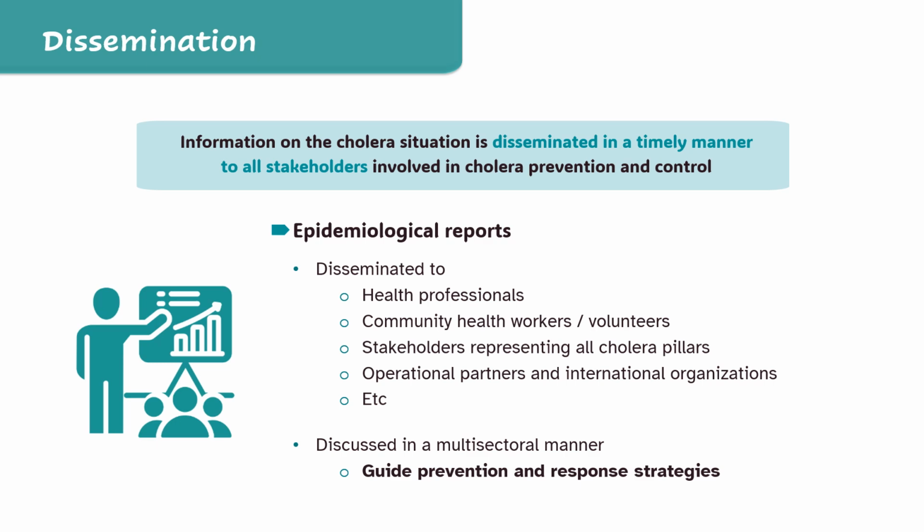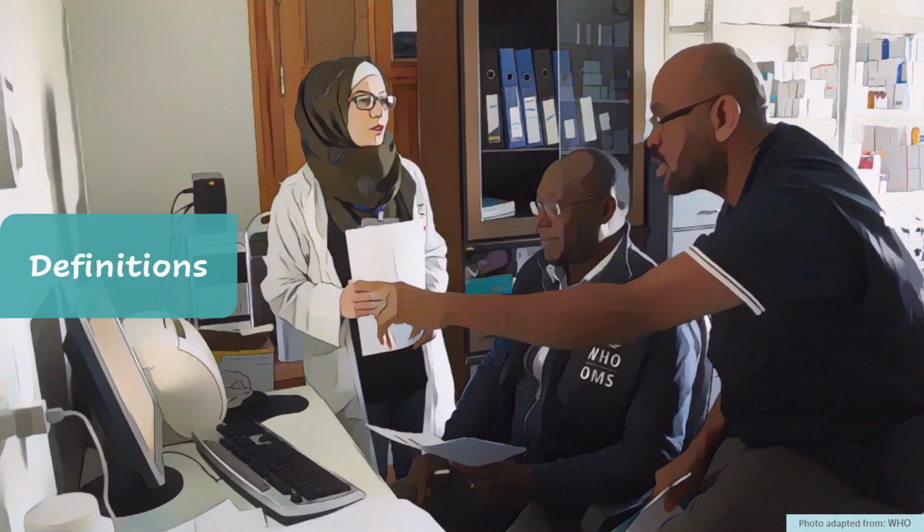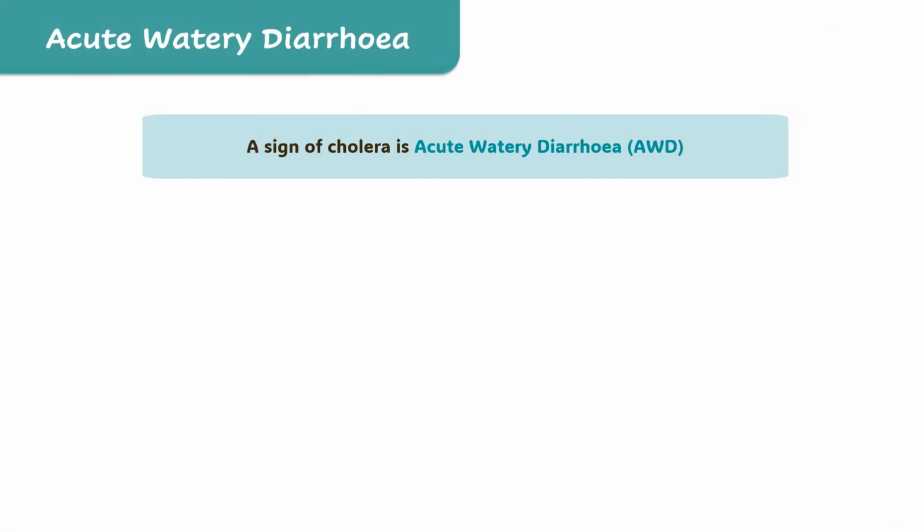The cholera situation is then assessed and discussed in a multi-sectoral manner to guide effective prevention and response strategies at the surveillance unit level. To play their role effectively, health authorities must adhere to standard cholera case definitions and outbreak definitions. We will now walk you through key definitions. A key sign of cholera is acute watery diarrhea, also referred to as AWD.